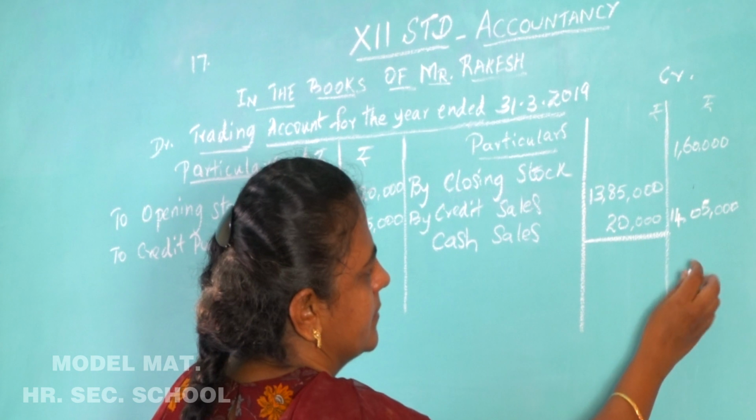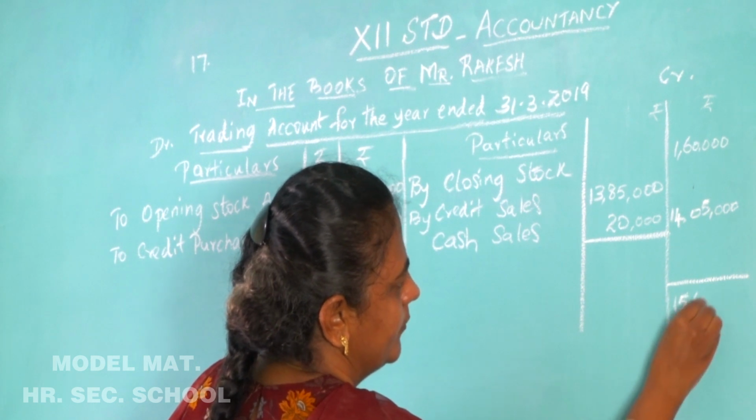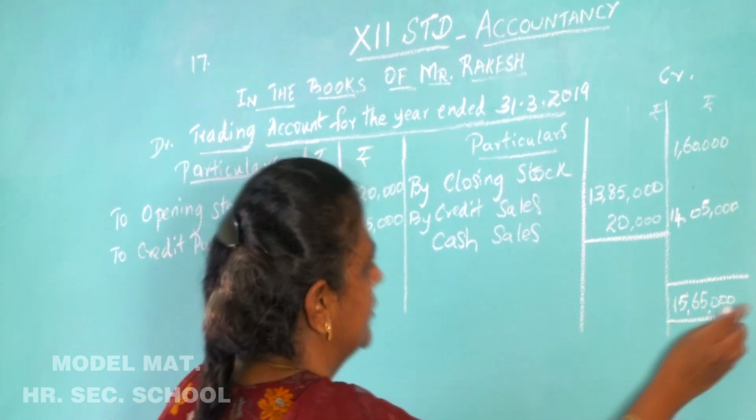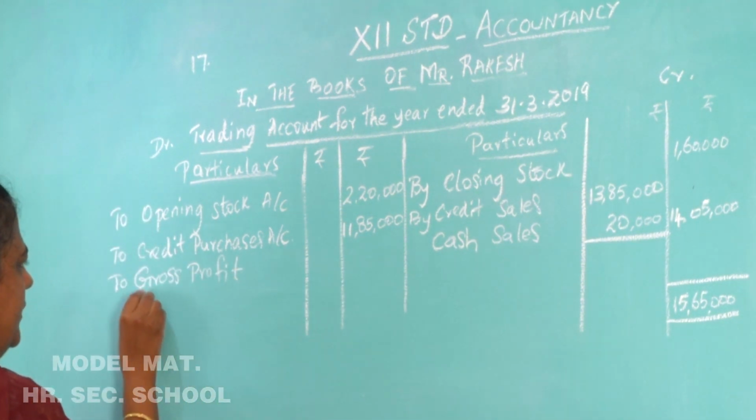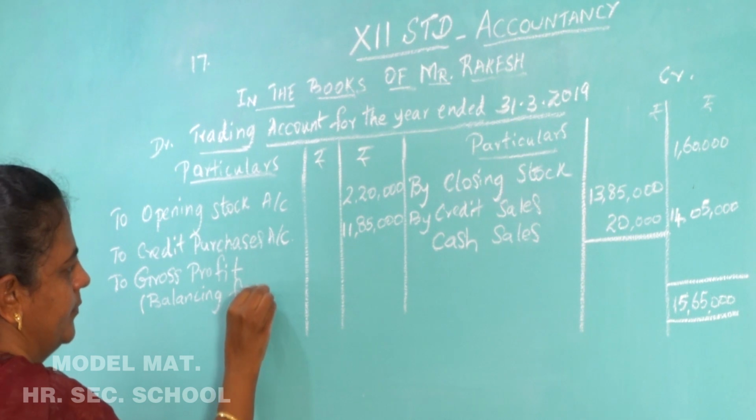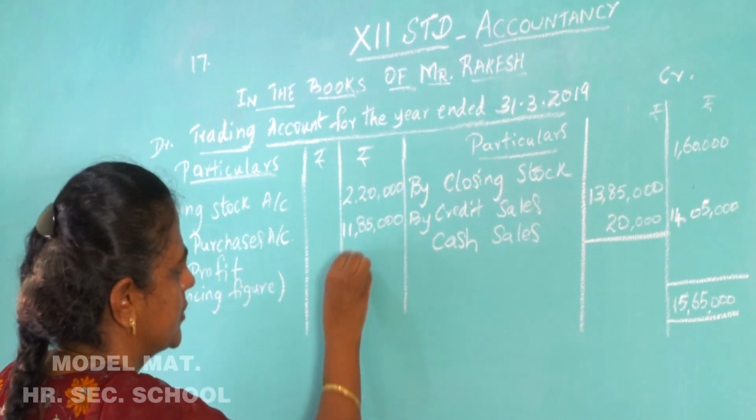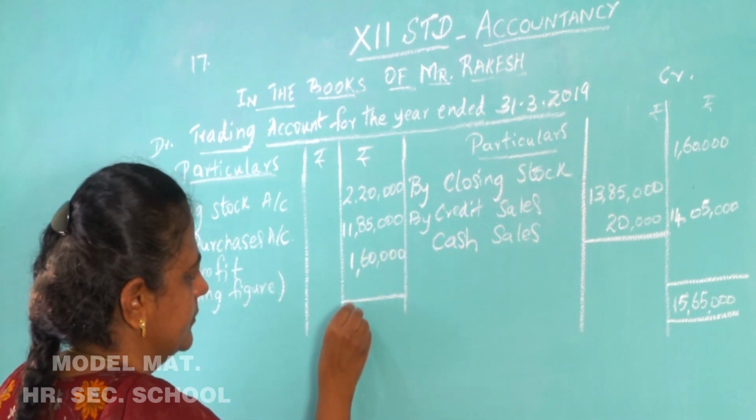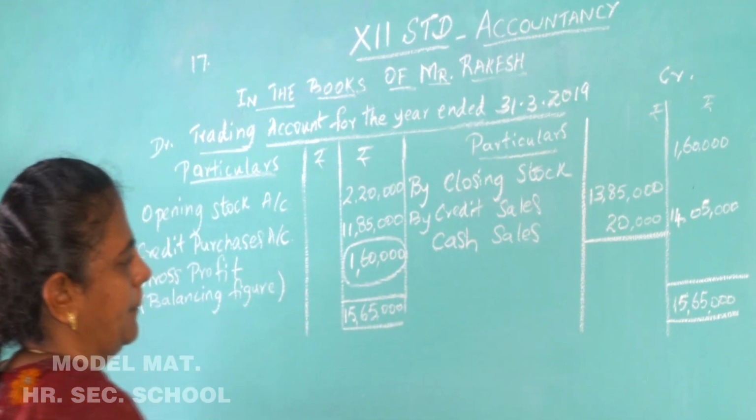Now, add this, that will give 15 lakh 65,000. That minus this will give you the gross profit, which is the balancing figure. So, 15 lakh 65,000 minus these two amounts, your gross profit will be 1 lakh 60,000. Circle the gross profit.